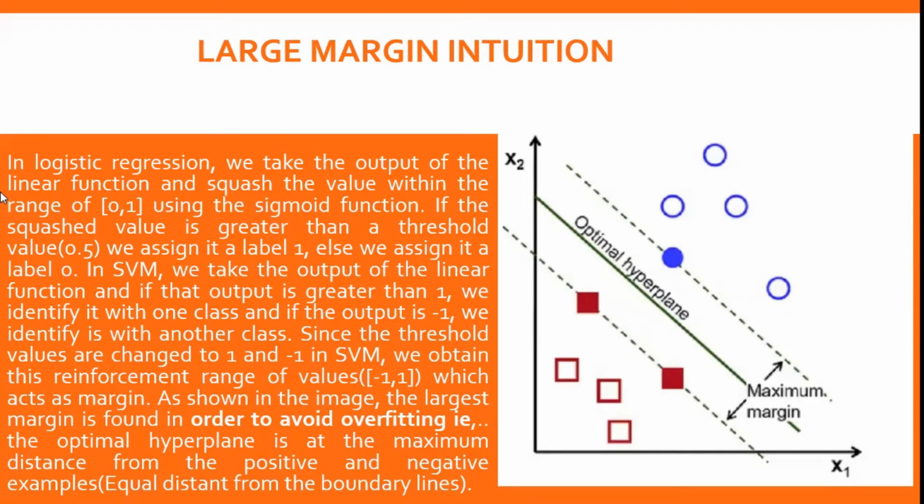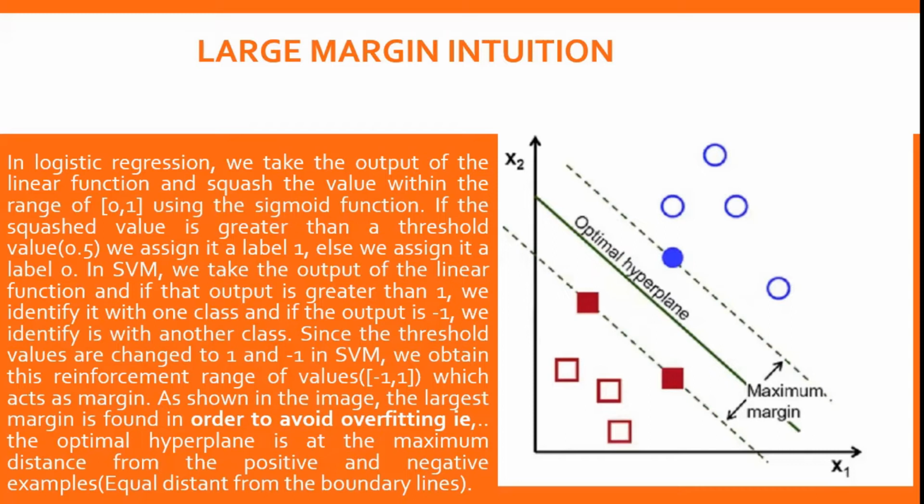What is this? In logistic regression, we take the output of the linear function and squash the value within the range of 0 to 1 using the sigmoid function. As you have seen, the sigmoid function returns 0 or 1, and that is used in logistic regression.